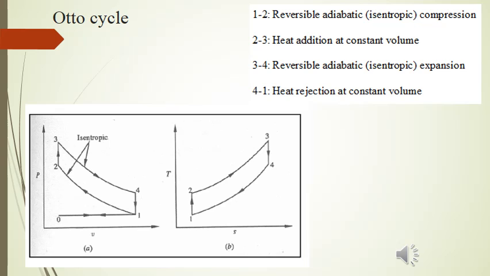Then followed by that is reversible adiabatic, that is isentropic expansion, during which we get power and pressure starts decreasing. Then heat rejection is taking place at constant volume, and from 1 to 0 it is the exhaust process. So the products of combustion or exhaust gases are thrown out of the cylinder. But mind it, the suction and exhaust processes are not shown on the thermodynamic cycle.